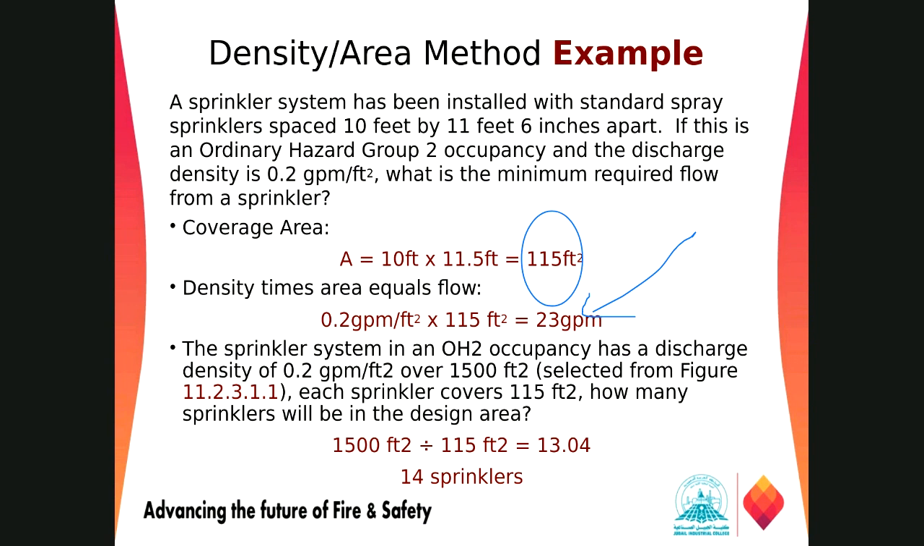We divide the protection for each sprinkler, and the flow from one sprinkler, and then we calculate the number of sprinklers. So divide the minimum protection area, the density area, by one sprinkler's protection. We have 13.04 sprinklers, and we can round up the figure to the next one, which is 14 sprinklers. This is how we have to go for the selection of the sprinklers.